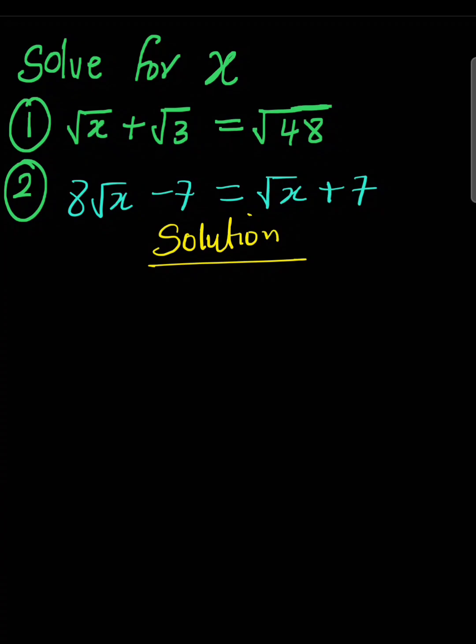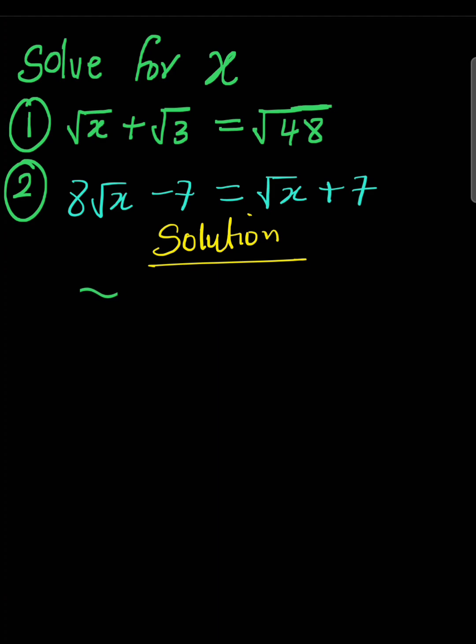So for the value of x from these two radical equations, the first equation we are given is square root of x plus square root of 3 is equal to square root of 48. Then we're going to solve for the value of x from the first equation, and also from the second equation, 8 root x minus 7 is equal to square root of x plus 7.